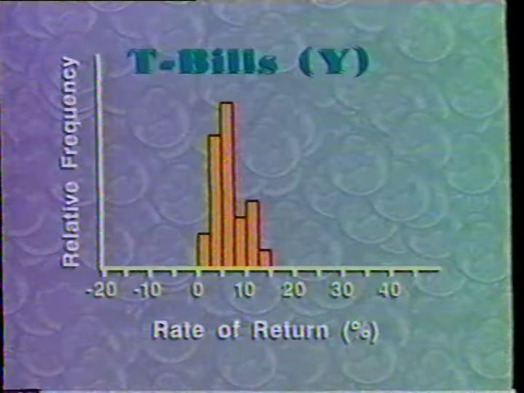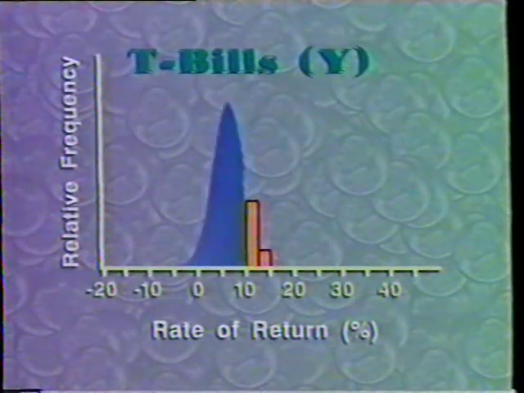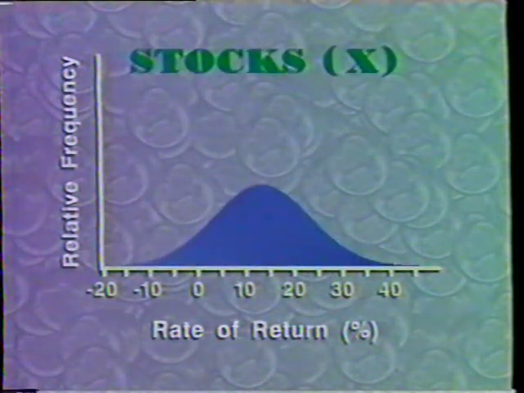The rate of return on stocks, for example, fluctuates far more than for T-bills. Let's look at those two distributions again. Our measure of variation is sigma, the standard deviation. You can see that the sigma for the T-bill distribution is small, about 2%, but the sigma for the stocks is about 8%. Now we're going to learn some rules for working with the standard deviation of random variables.